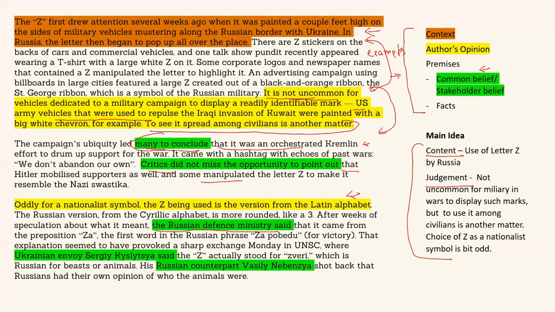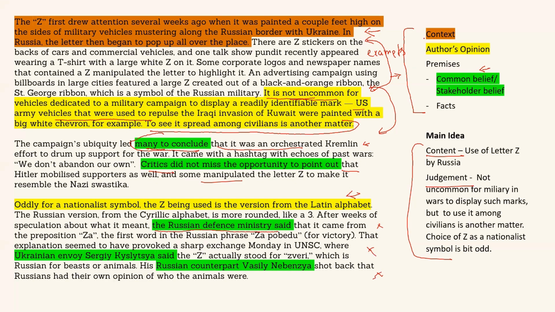So there was speculation about what the meaning of the letter Z is. And then the Russian defense minister said something, then Bulgarian people said something, then the Russian counterpart said something. So these are all stakeholders. These are not the author's view. So a question can come from this area also.